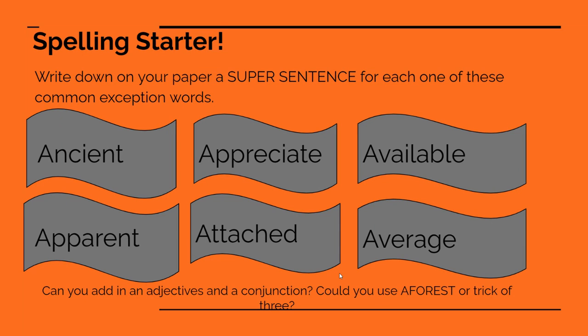You need to pause the video for having a go at this one. So today it's asking you to write down on your paper a super sentence for each of these common exception words. Can you add in adjectives and a conjunction? Could you use a forest or trick of 3? Have a go, and please don't forget to upload these to your Class Dojo portal when you've finished today's activity. Please pause this and have a go.